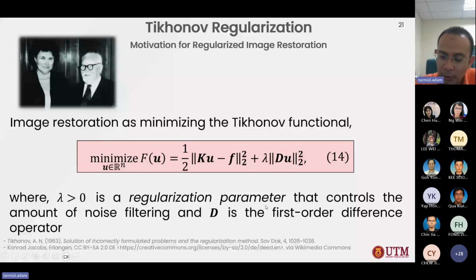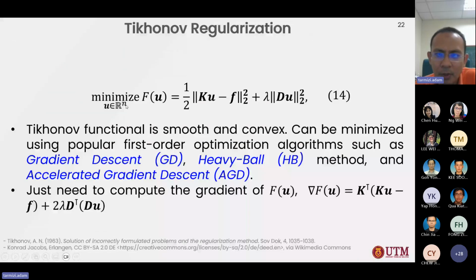If you look into this Tikhonov regularization functional, it's actually quadratic, so it's smooth and convex. That means you can minimize this using first order optimization algorithms such as gradient descent, the heavy ball method, and Nesterov's accelerated gradient descent.